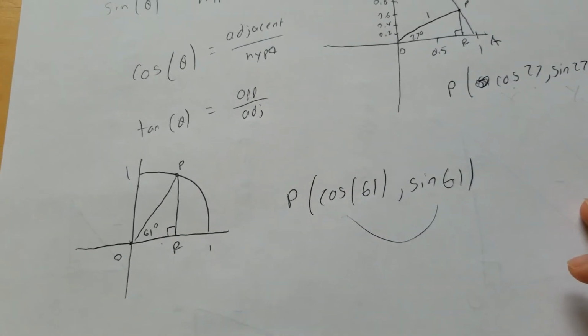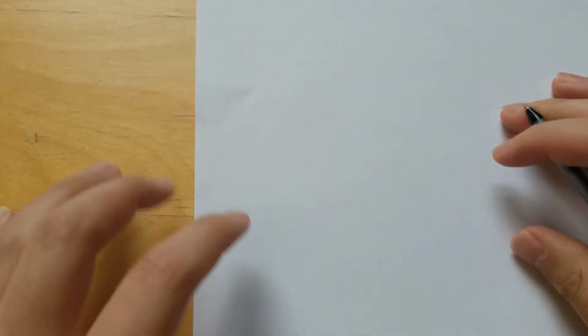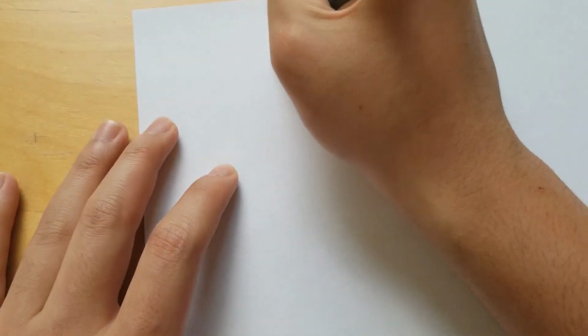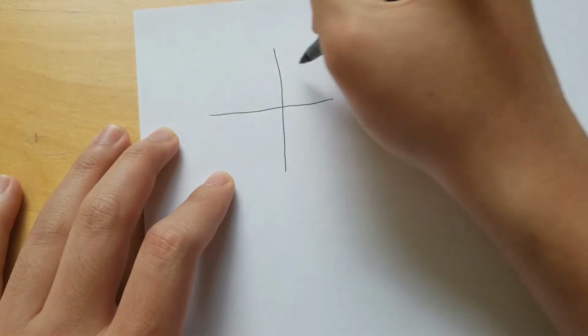Moving on, we have locating points on a full unit circle this time. So even if angle AOP is greater than 90, the x-coordinate of point P will be the cosine of AOP, and the y-coordinate of point P will be sine of AOP. So if you don't get it, we'll just draw the graph. So the full unit circle, I'll draw it really briefly.